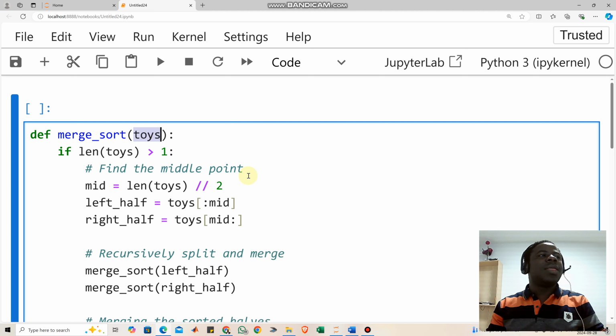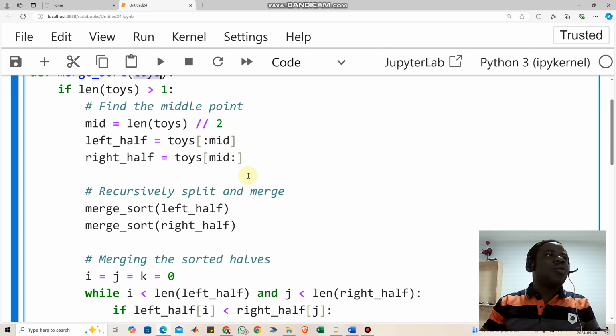Now, take the left one. If it is more than two, split it into two again. Come to the other one, split it into two. Move back to where you're coming from, sort it. The next one, sort it. The next one, sort it. Then repeat the iteration for the last layer, then merge everything together.